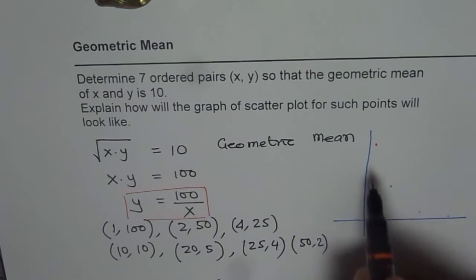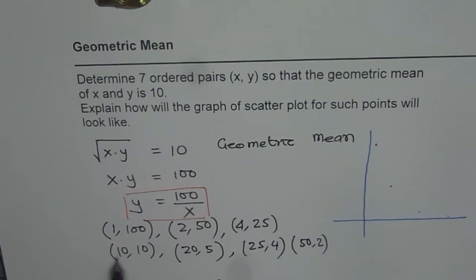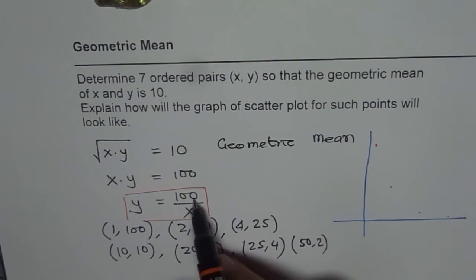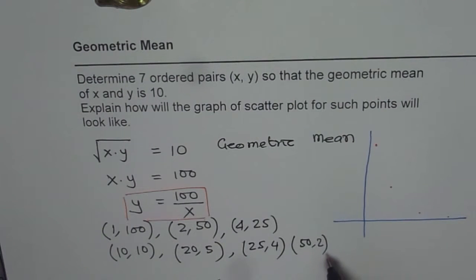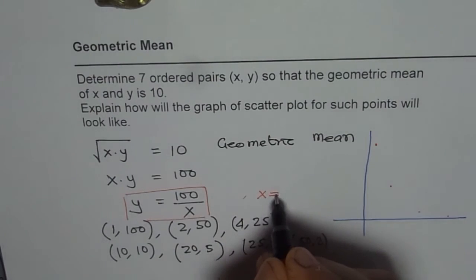So that is how you're going to get your scatter plot. So as the value of x increases, the value of y decreases drastically. So that is how you're going to get the plot. So 1, 100, 4, 25, it's like a reciprocal function, correct? So that is how it is. And from here you also learn that x is not equal to 0.